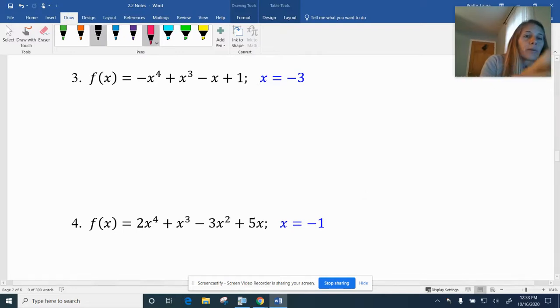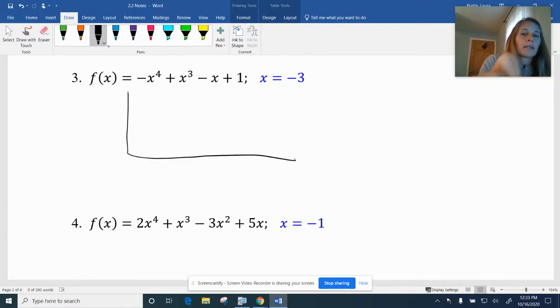Okay, for number 3, once again, I set up this little L-shaped thing to keep it organized. I notice I'm missing an x squared in here, so I'm going to have to put a 0 placeholder in for the x squared. And just remember, anytime you have these positives and negatives in front of your x's, those are really 1s.